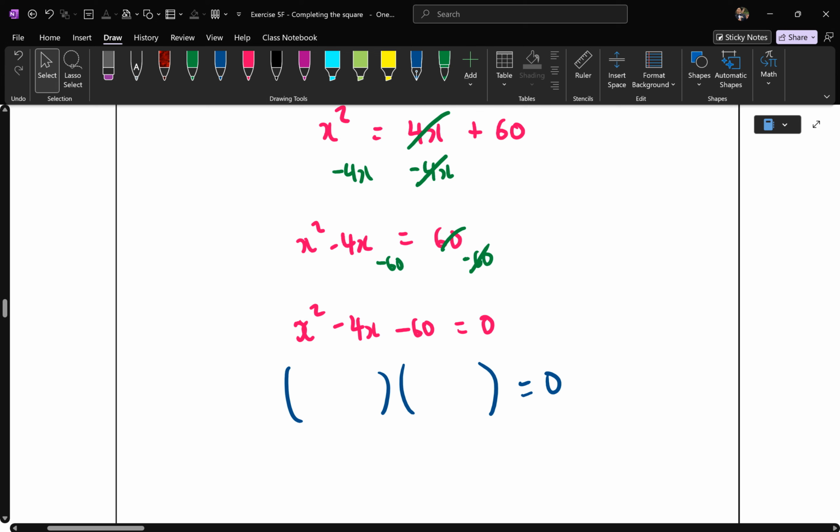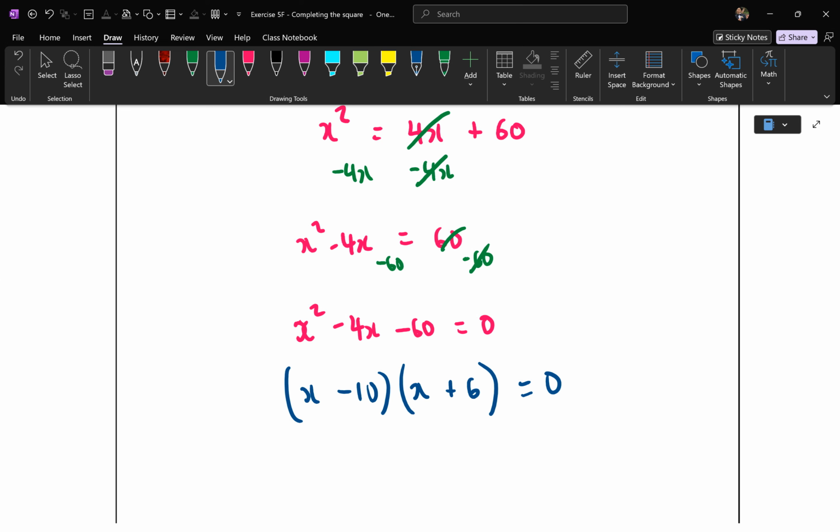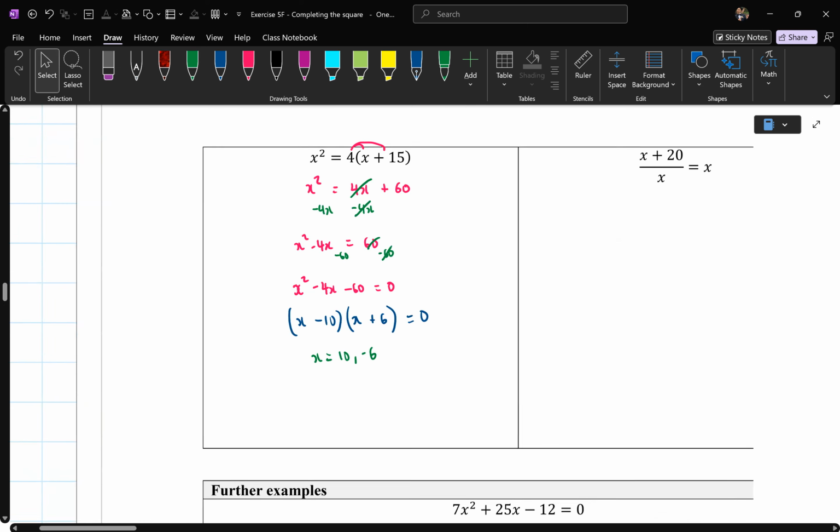X brackets x minus 10 brackets x plus 6. Let's see. Double checking. Yes, that is correct. Negative 10 plus 6 is negative 4. So that means x is equal to what? Let's go with Sunny. What is x equal to? X equals 10 or negative 6. Beautiful. So far, so good.